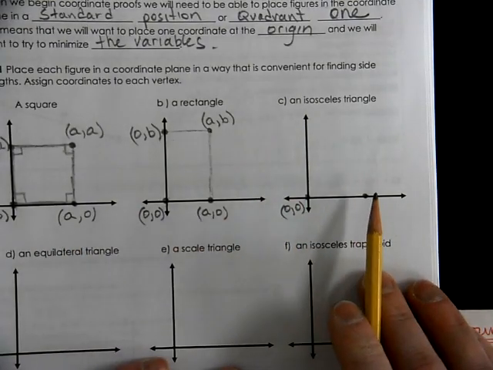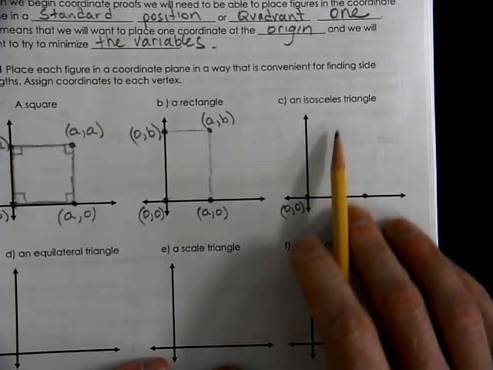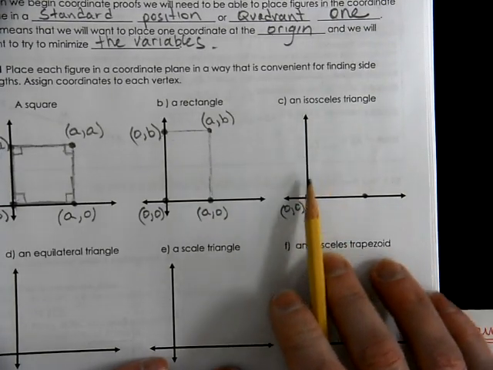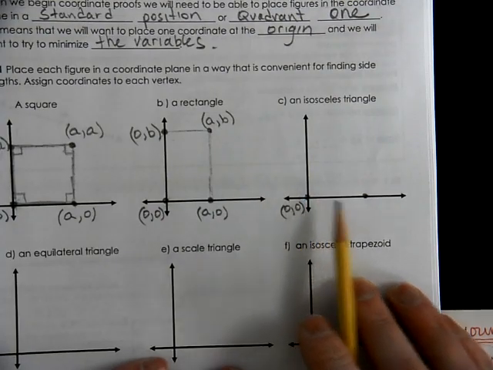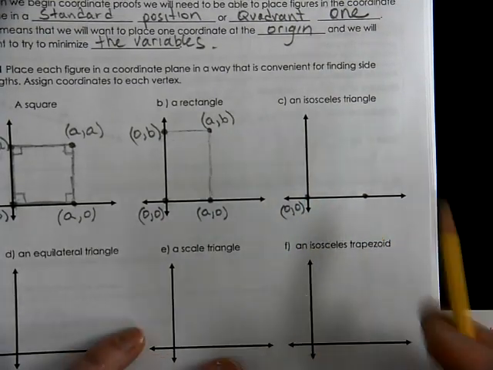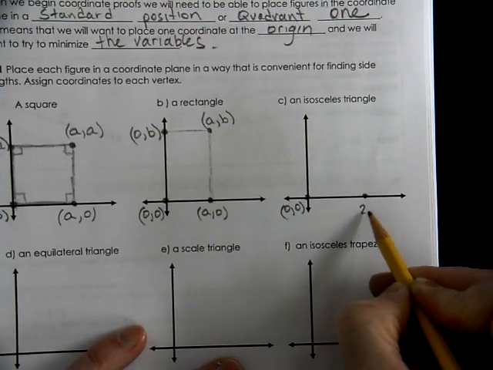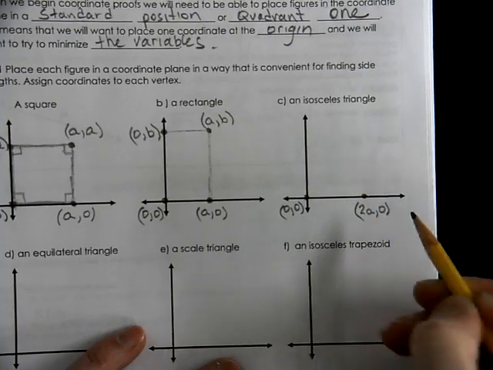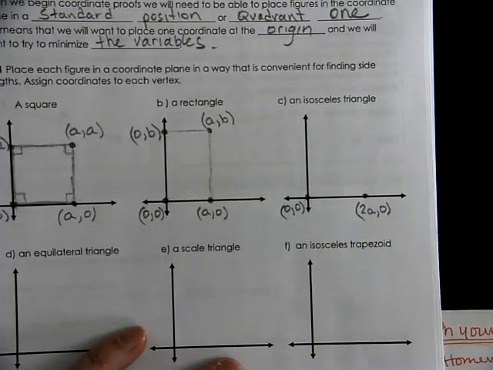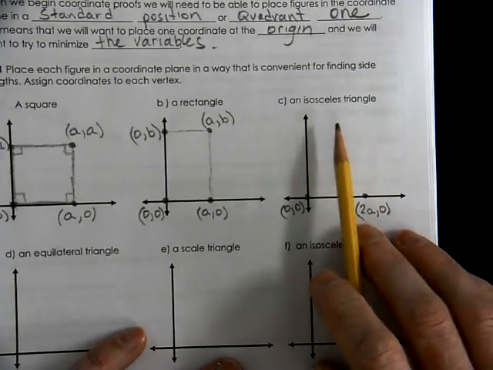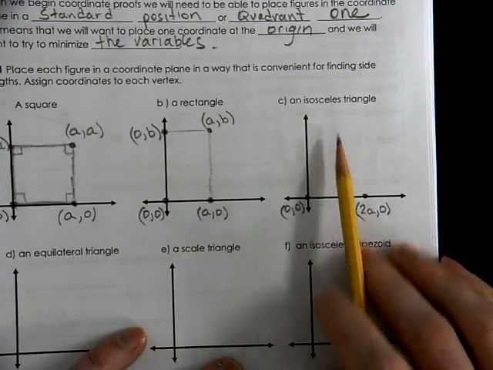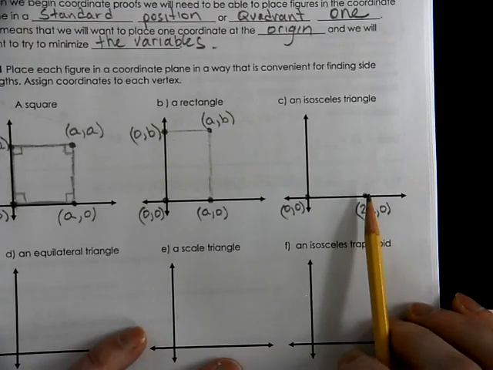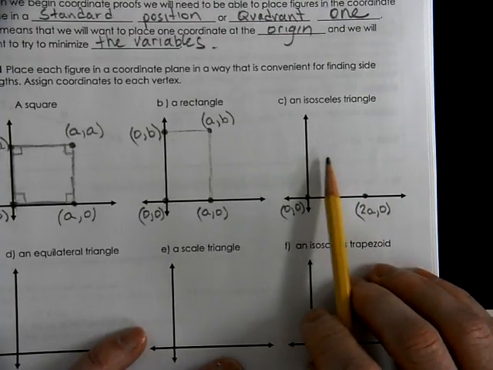But because we're aware of how some of our other points are going to line up here, it might be more convenient for us to call this 2A. 2A comma 0. Now let's think about our isosceles triangle. To be an isosceles triangle, where does that third point have to land?